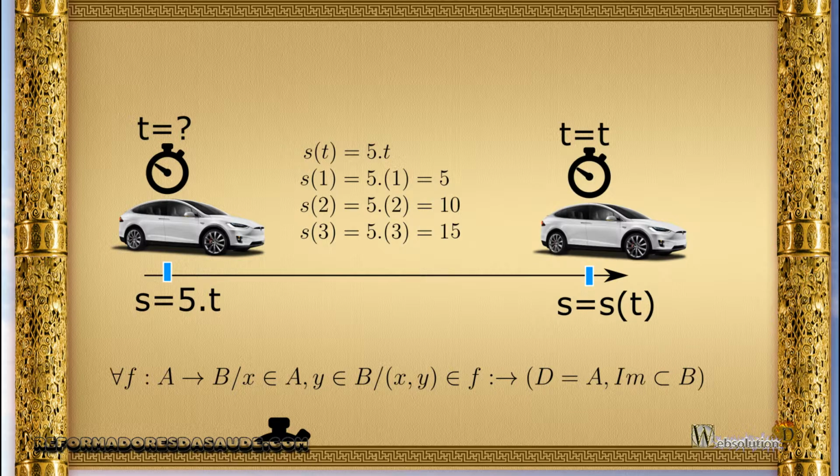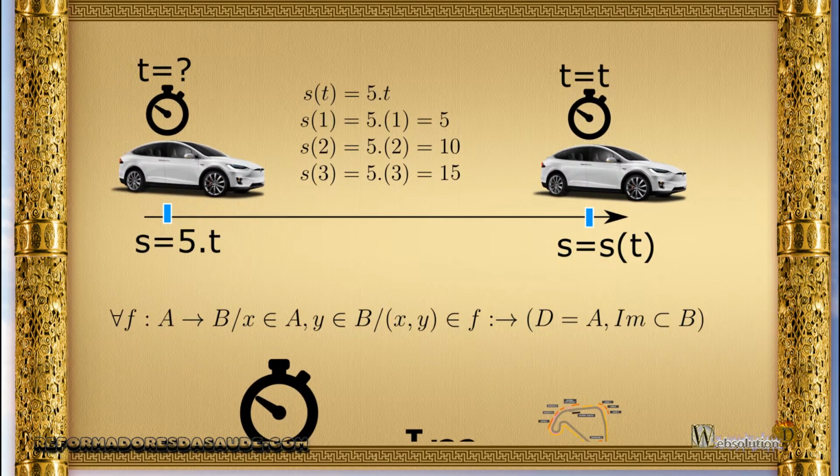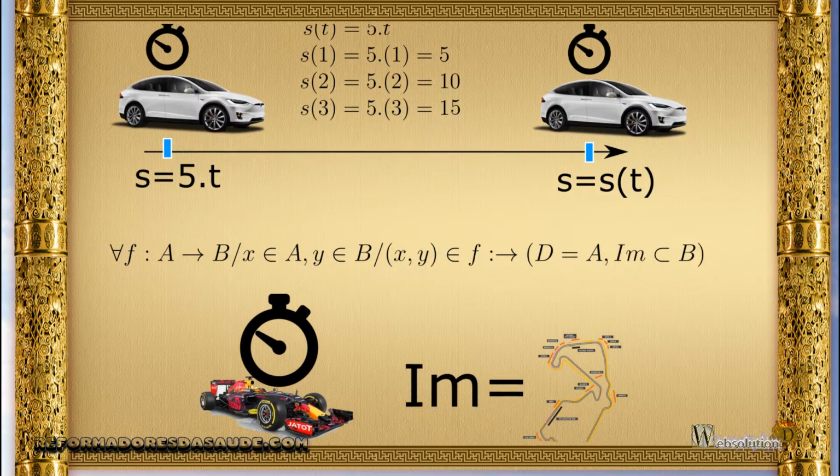In pure mathematics, for every function f from A to B, such that x belongs to A and y belongs to B, x and y belong to f, the domain is equal to A, and the image is contained in B. When we look at mathematical writing along with the definition, it seems incomprehensible to the majority. But let's understand what this is for.